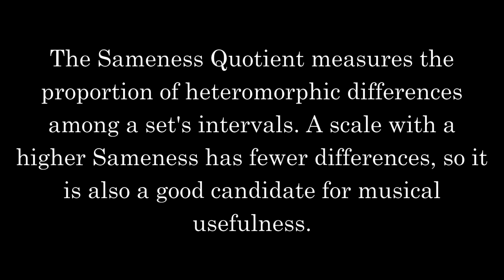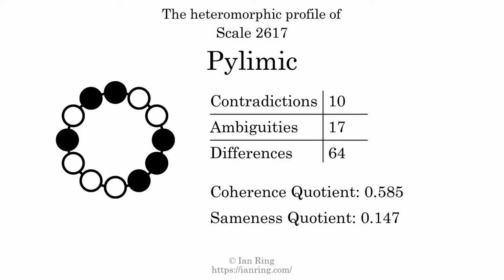The sameness quotient measures the proportion of heteromorphic differences among a set's intervals. A scale with a higher sameness has fewer differences, so it is also a good candidate for musical usefulness. The sameness quotient is 0.147.